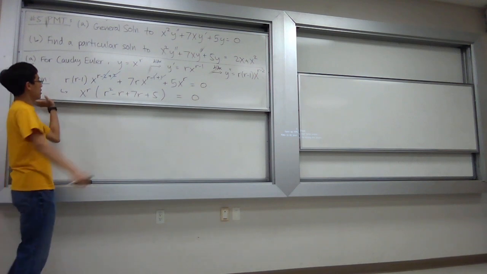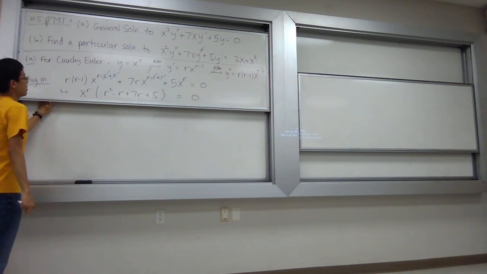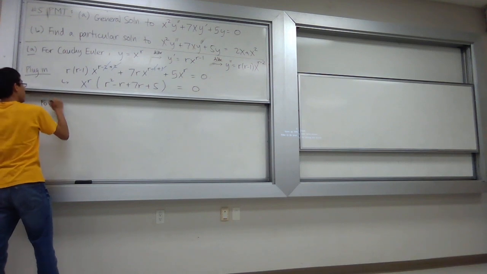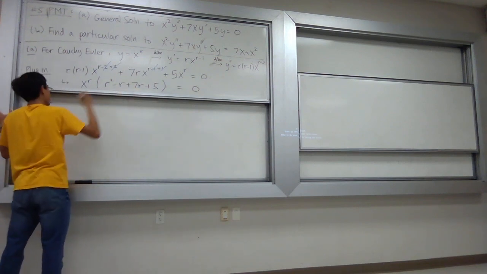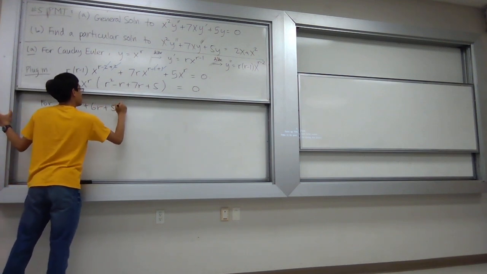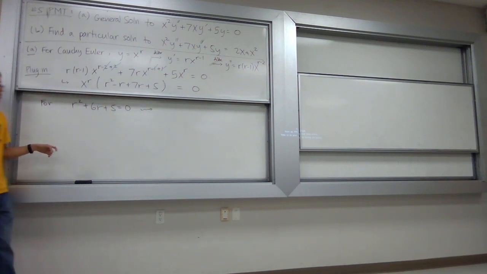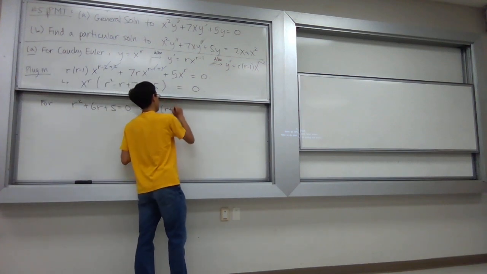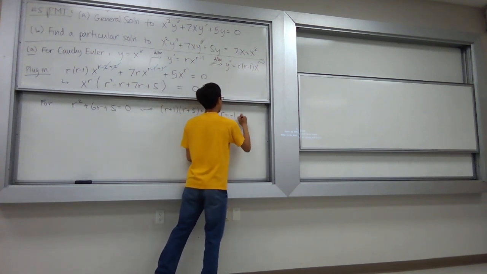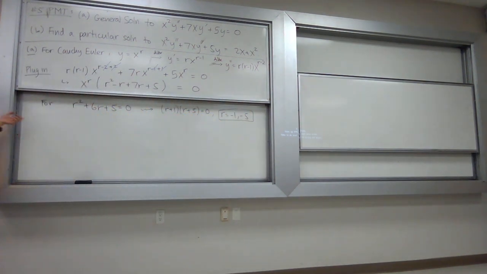All algebra. And then what we do now is we want this bracket to be 0. So, let's reduce it a little bit. So r squared plus 6r plus 5 equals 0. How does that quadratic factor? Plus 1 and plus 5, good. So we get 2 roots, -1 and -5. Or you could use the quadratic equation if you don't like factoring.